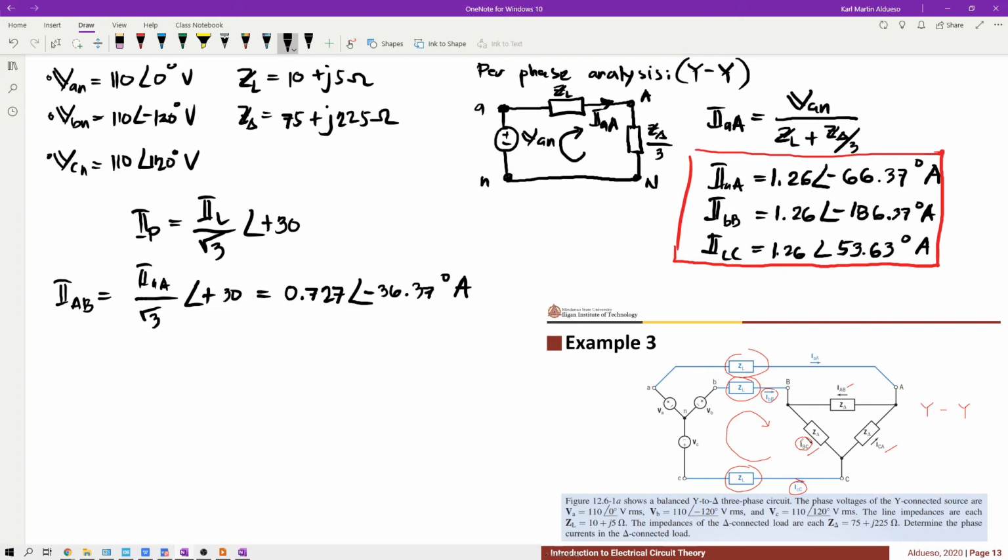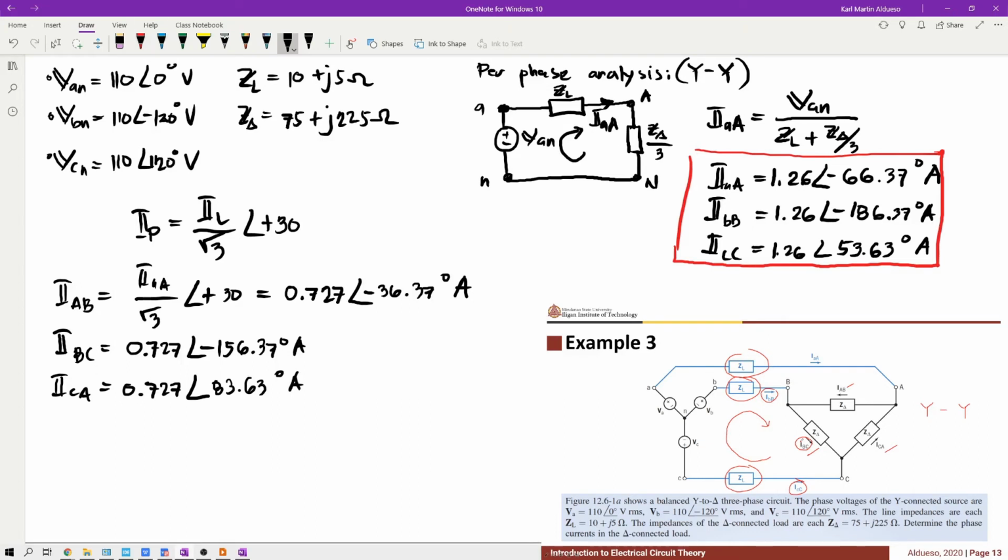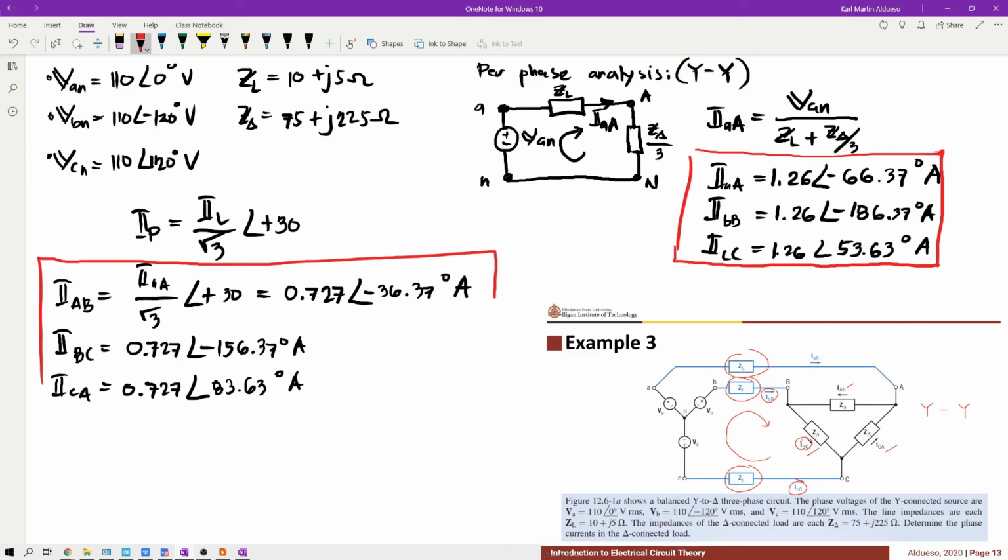Now that we have the value of IAB, we can get the values of IBC and ICA, equivalent to 0.727 angle of negative 156.37 degrees, and ICA is equivalent to 0.727 angle of 83.63 degrees. We now have these values.